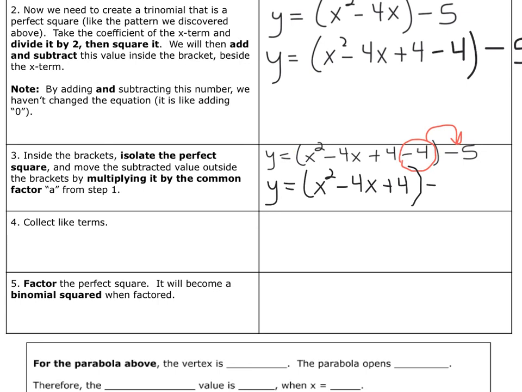This -4 is going to come on the outside, and the -5 is still there. Okay, my next step is to collect like terms. So my like terms are these plain numbers that are just hanging around on the end of my equation. I can put these two terms together. So -4 minus 5 is a -9. So my equation is going to become (x squared minus 4x plus 4), close the bracket, and then I have a -9.